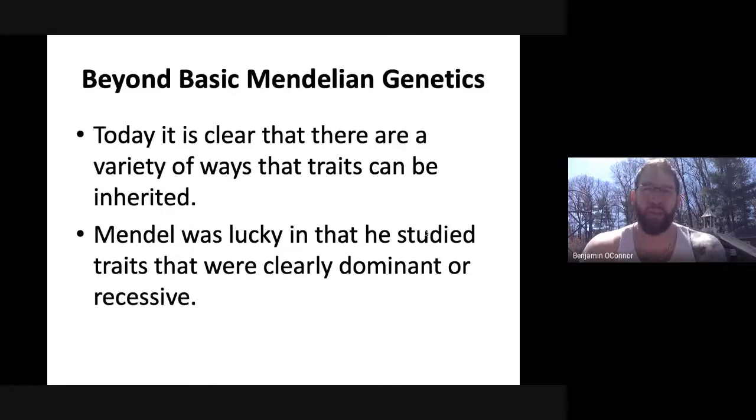All right, so Mendelian genetics is its own category. To put that into a little more clarity, it's the very basic genetics. So this is Punnett squares, dominant and recessive, and we're going to get into some things called codominance and incomplete dominance as well. Reading through these bullet points, today it is clear that there are a variety of ways that traits can be inherited. Mendel was lucky that he studied traits that were clearly dominant or recessive. That's black and white, clearly dominant or clearly recessive. There are some gray areas that we're about to move into.